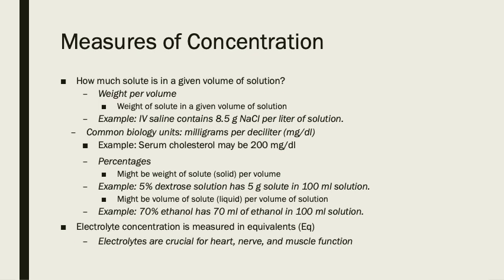We can use percentages. We can say there's 5% dextrose, which is a sugar, in 100 milliliters of solution. So we could say 5 grams in 100 milliliters, which would be by weight and volume, or we could say 5%, which is percentage. So we can use any of these to measure the concentration of something, but electrolytes are usually measured in equivalents. Electrolytes are crucial for heart, nerve, and muscle function, and they are potassium, sodium, magnesium, those types of things.